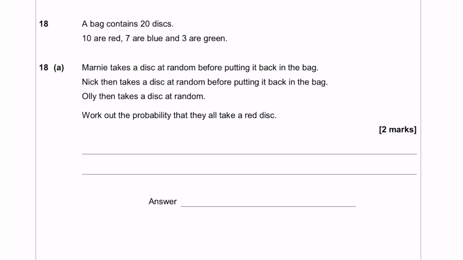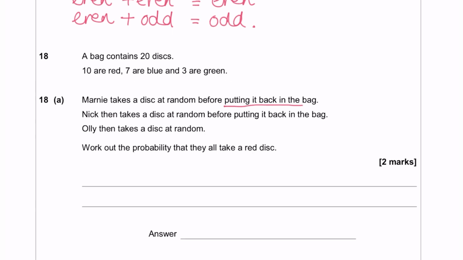Okay, let's have a look at question 18. A bag contains 20 discs. 10 are red, 7 are blue, and 3 are green. Marnie takes a disc at random, before putting it back. That is the important bit.